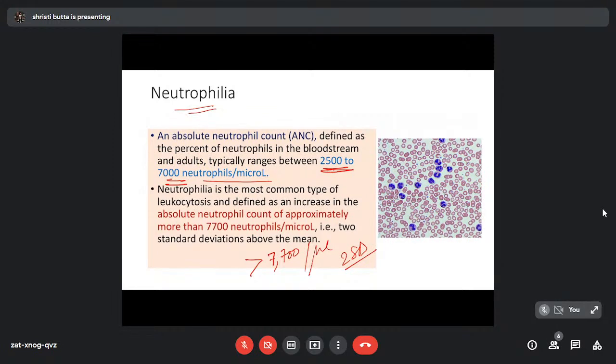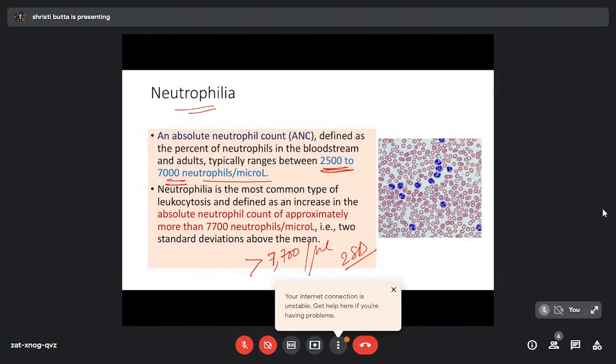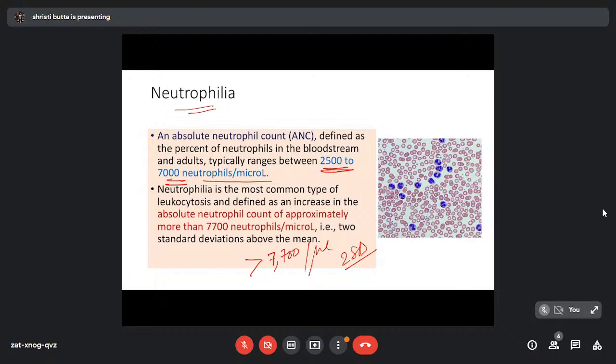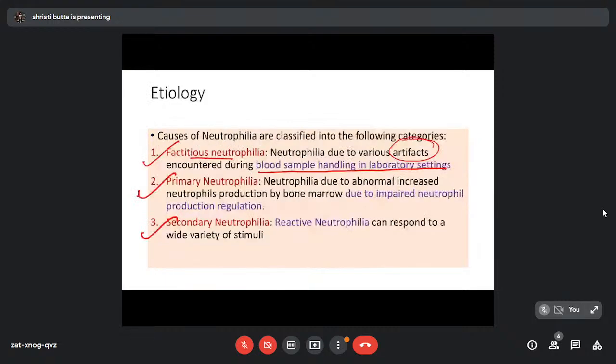Now, there are various causes of this neutrophilia. One is factitious, the other being true neutrophilia. Factitious neutrophilia is seen in laboratory settings. Whereas primary neutrophilia basically happens in marrow disorders, that is, they are basically clonal. On the other hand, secondary neutrophilia is basically reactive and responds to a wide variety of stimuli.